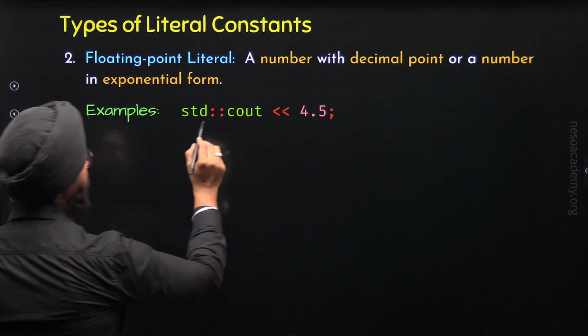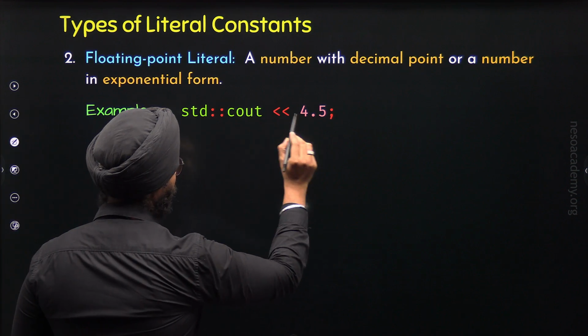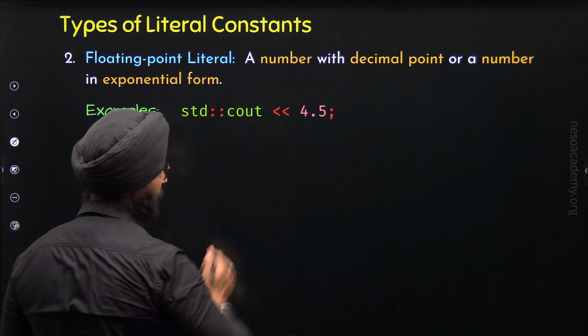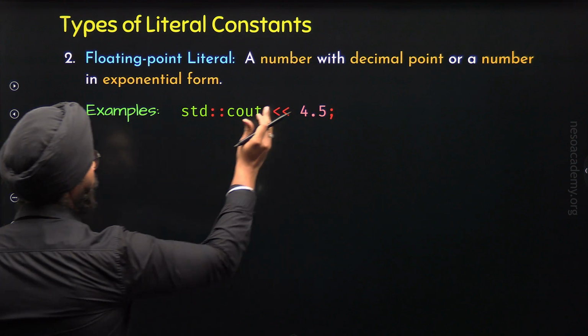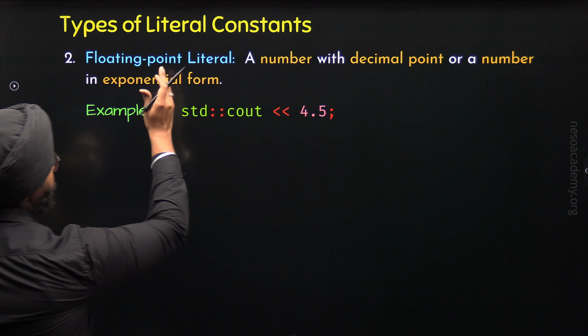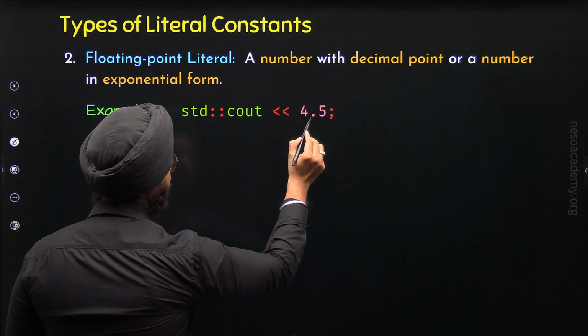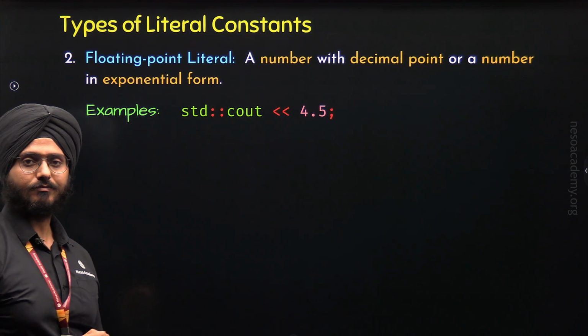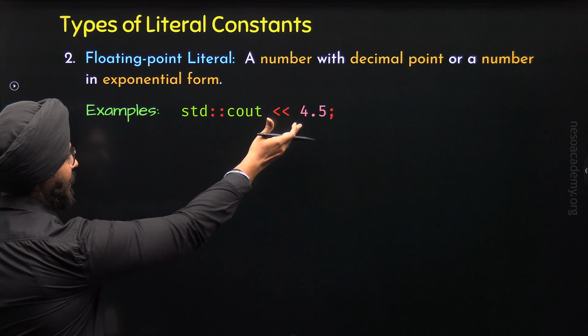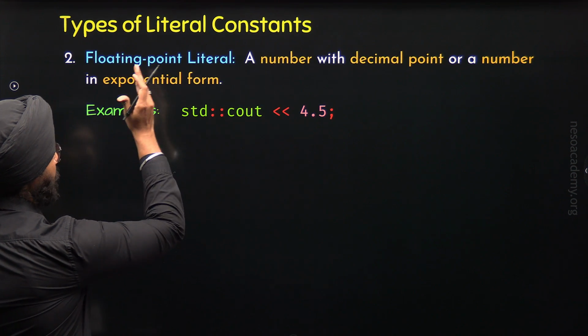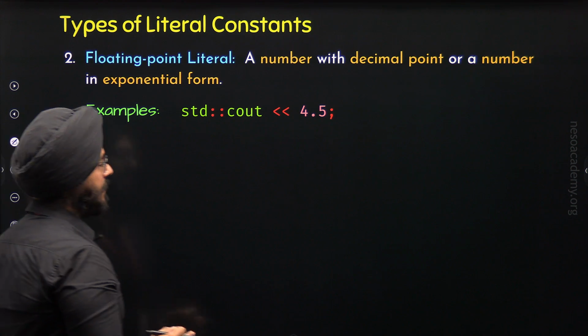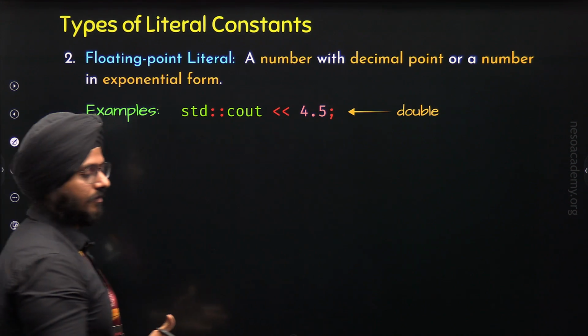Here is the first example. To std cout, I have passed this value 4.5. I want to print this value. 4.5 is a floating point literal because it has the decimal point. This is not an integer. This is a floating point literal. Precisely, this is the double literal.